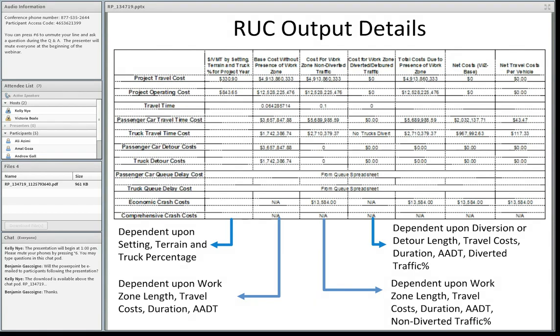and or speed. And then the total cost due to the presence of the work zone is essentially just the cost for the work zone non-diverted plus the cost of the work zone diverted or detoured, and then the net cost is the work zone cost minus the base cost. And so that's where we come up with the dollar value associated with each. And again, the VMT is wholly dependent upon the setting, so urban or rural, the terrain, and the truck percentage that will drive those travel and operating costs. Pretty much everything else is associated with the length of the work zone, those travel costs, the duration, and the traffic volume along that roadway.